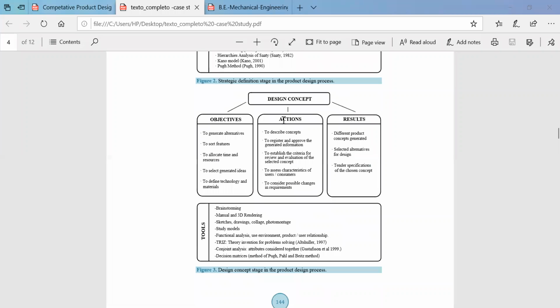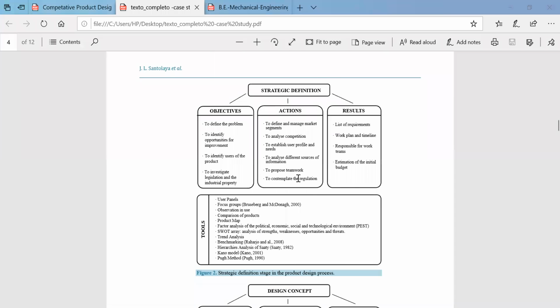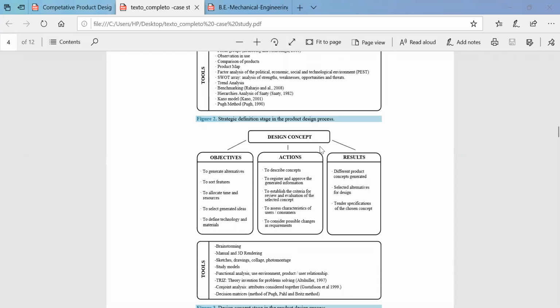So the next phase will be our design concept, and even the design concept will be divided into three sections. In the design concept, based on the problem definition, you should first develop the conceptual design. So how will one develop a conceptual design? Even the design concept will have a few objectives. What are those? To generate the alternatives.